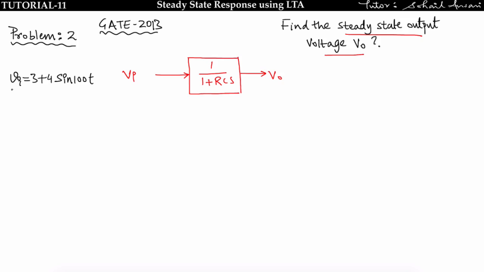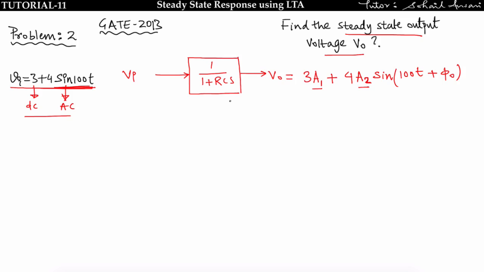Now see, we are given an input signal which is a combination of DC plus AC. The output you will get is V0 equal to 3 multiplied by this. First I will take the DC signal, 3 multiplied by some magnitude, let us take A1, and this will not have any frequency because it is constant. Plus now take the AC component. The AC component has 4 into A2 sin(100t + phi naught), where A1 and A2 can be found by taking the magnitude of this transfer function. Similarly, phi naught can be found by taking the angle of this transfer function. Got it? Now first find the magnitude of this transfer function.